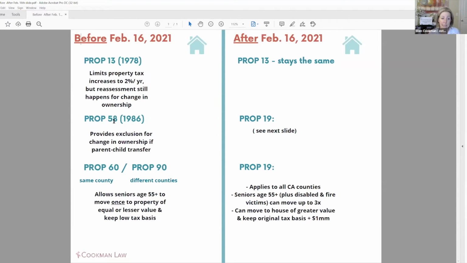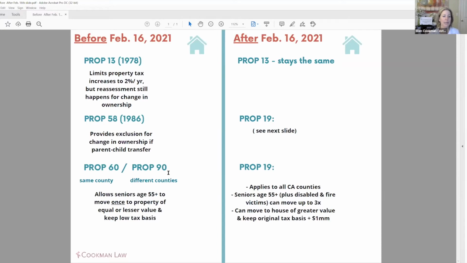Prop 60, as you can see, applies to transfers within the same county. So let's say you sell your house in Redwood City and you move to Redwood Shores. Okay, it's in the same county. Prop 90 applies to transfers in different counties. You sell your house in Redwood City and you move to San Jose, which is in Santa Clara County, a different county. Now, not all counties in California were covered under Prop 60 and Prop 90.